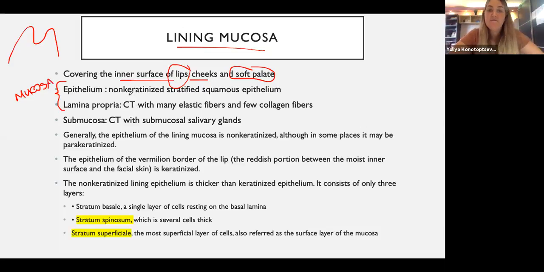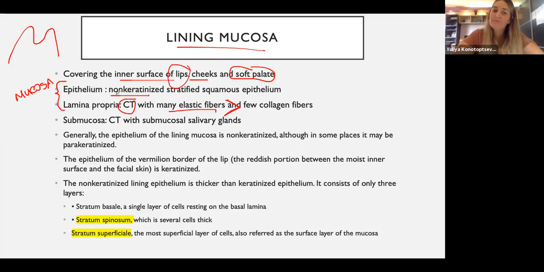Our question right now is to understand what exactly lining mucosa consists of. It's going to have a non-keratinized epithelium. And the connective tissue of it has more elastic fibers than collagen, right? This is why I can stretch my lips and my cheeks, and the mucosa there does not tear apart. It stays as it is because the lamina propria there, the connective tissue, has more elastic fibers.